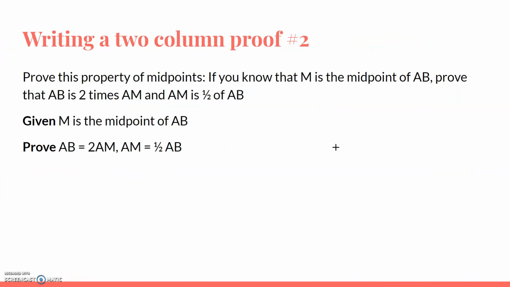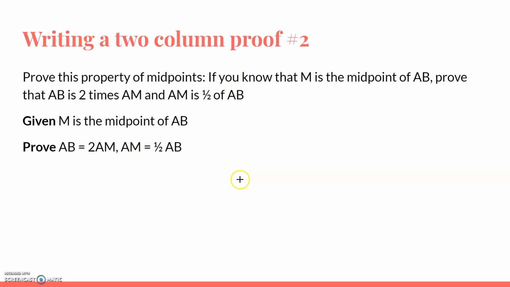Okay, so lastly, prove this property of midpoints. If you know that M is a midpoint of AB, prove that AB is 2 times AM and AM is 1/2 of AB. You're given that M is a midpoint of AB. Prove that AB is equal to 2AM, and AM is 1/2 of AB. Pause the video, give it a shot, and come back for the right answer.